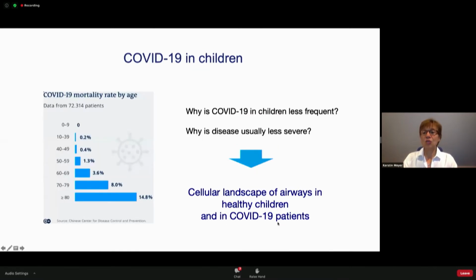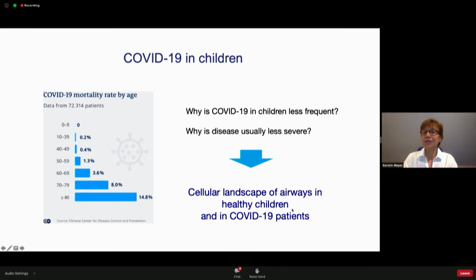All of that was published work, of course, but I'd now like to come on to the work that I've been doing studying COVID-19 in children. Now, the good news is that in children, COVID is much less frequent, and only 1 to 2% of the global cases are reported in children, and those children that do get the disease have much less severity. And deaths are very rare, as shown in this diagram here. So that leads to the questions: why is COVID in children less frequent, and why is the disease usually less severe?